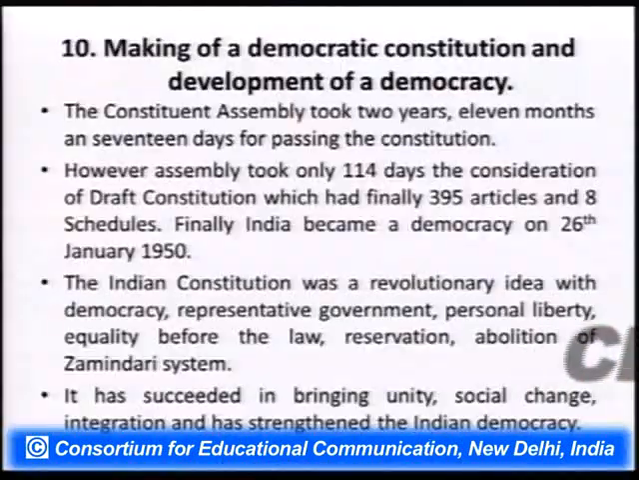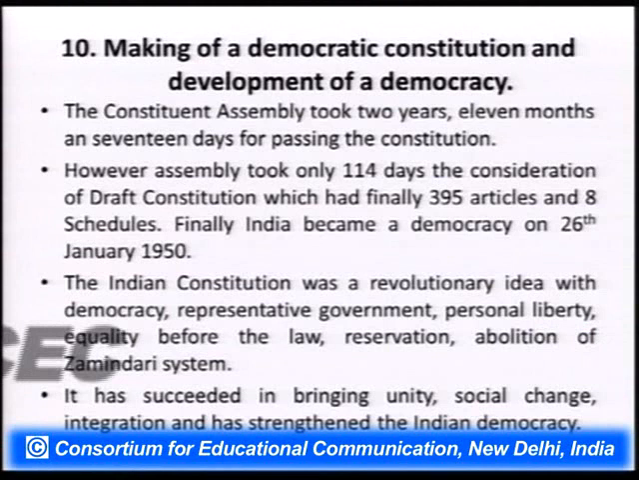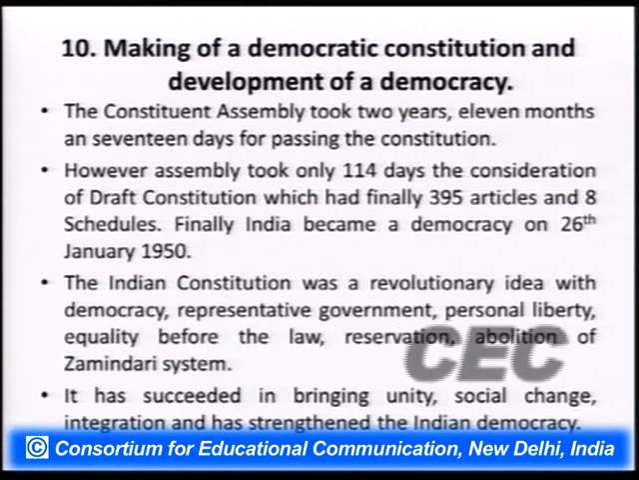Now friends, from here we move to the 10th epoch, of democratic constitution making. This is also a very important epoch in Indian society's history, because most of the problems which India was facing were supposed to be solved by the Constituent Assembly, which had the privilege to formulate the Constitution of India. The Constituent Assembly took 2 years, 11 months and 17 days for passing the Indian Constitution.